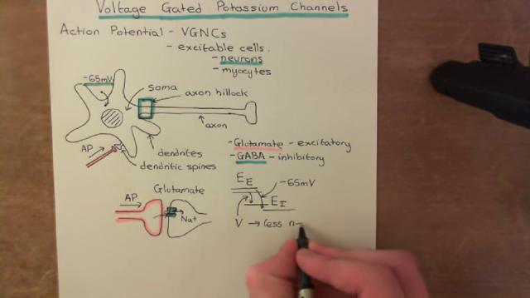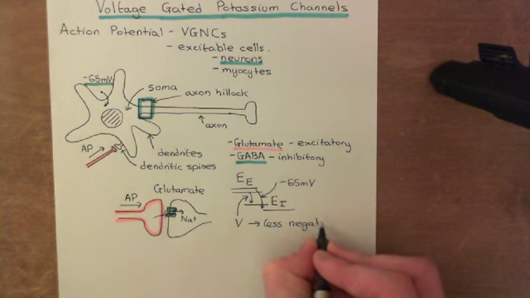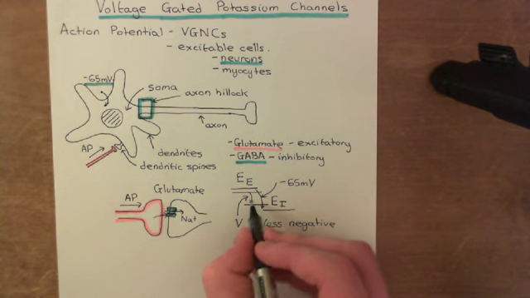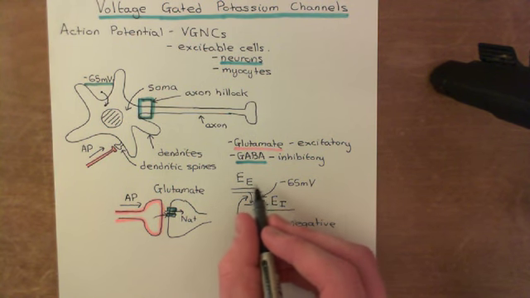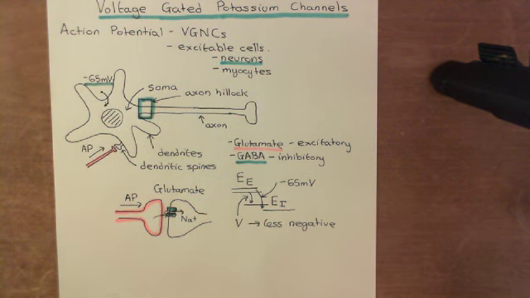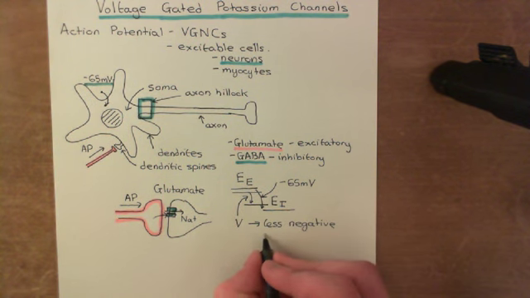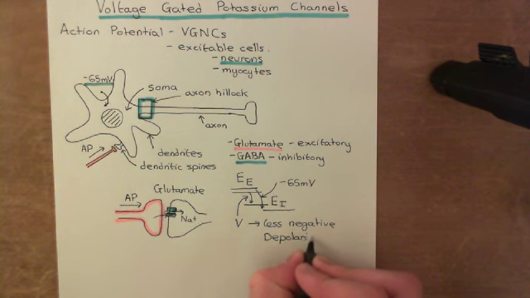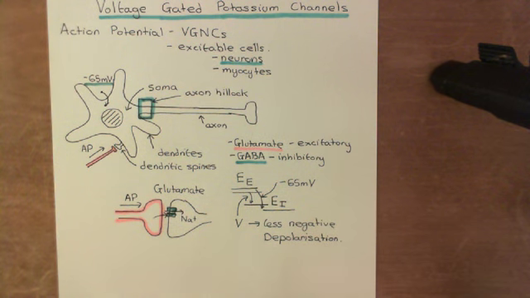Okay, more positive, closer to zero basically, or even going into the positive places where the electrical potential intracellularly will actually be higher than the electrical potential extracellularly. And that's what's known as depolarization of the electrical potential difference across the cell membrane. Okay, right, so when you open ligand-gated ion channels for glutamate, that depolarizes the electrical potential difference across the cell membrane because you are allowing sodium in.